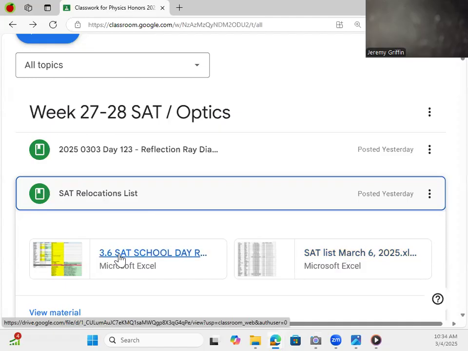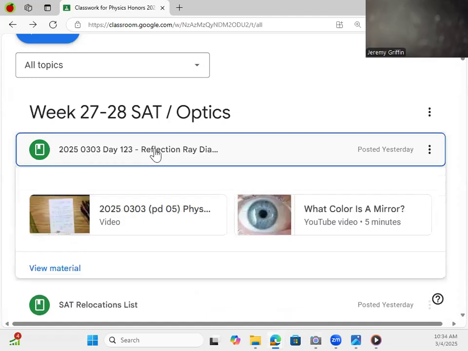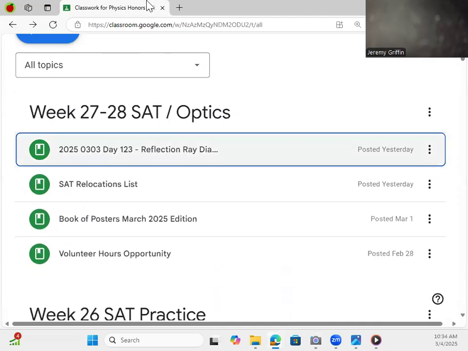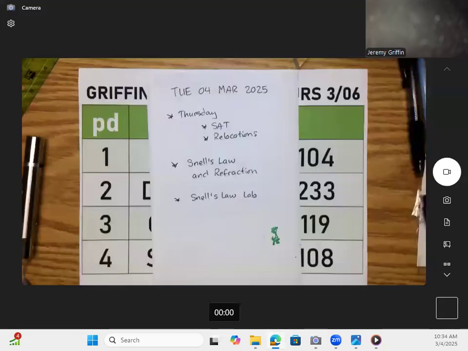This other file tells relocations. Some of you guys are not taking the SAT. It's going to be relocations, including for this class because there's testing in this class. So there's going to be no physics for the first 4 classes on that. All right. And then, of course, here's yesterday's videos. Okay, so we got it there. All right. So all that is right there.